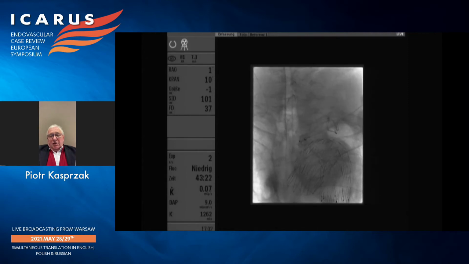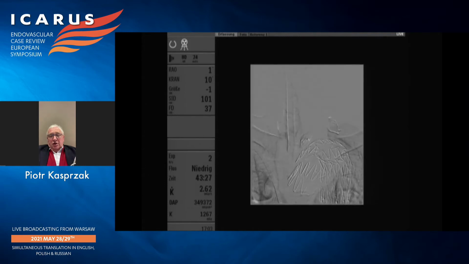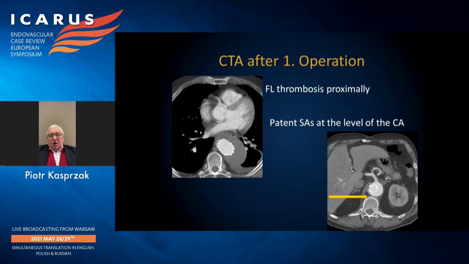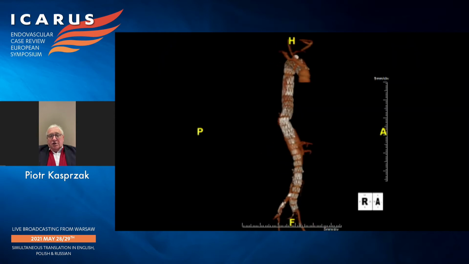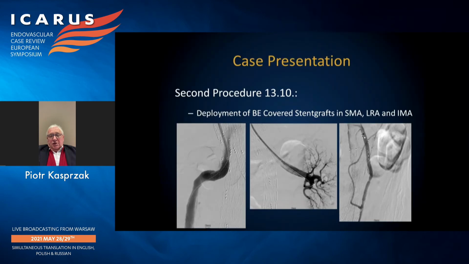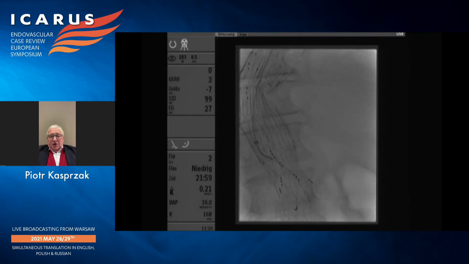This is our implanter in the left subclavian artery in order to avoid retrograde perfusion from the left subclavian artery into the dissection. So this is the CTA after the first operation. You see the thrombosed thoracic part and still some perfused lumbars and lower intercostals. This is the CT reconstruction with these features.